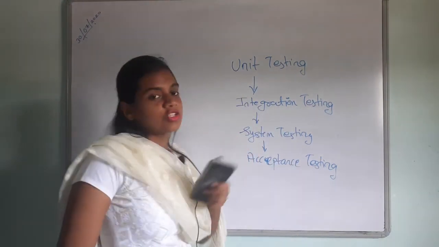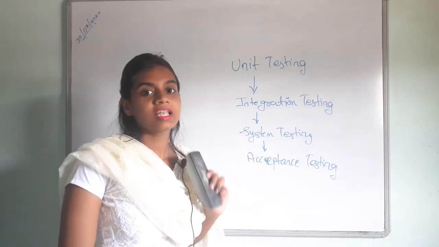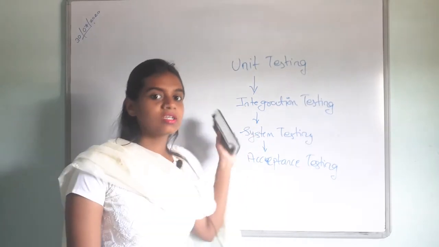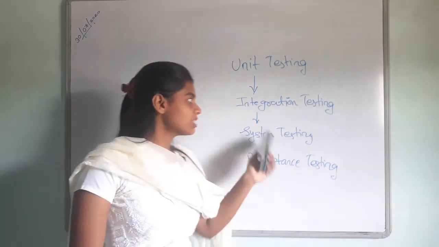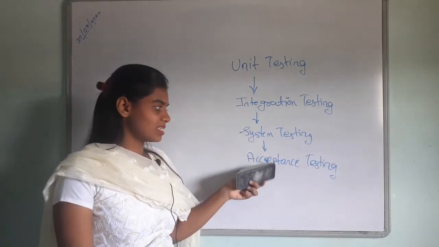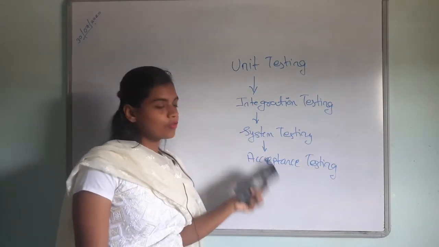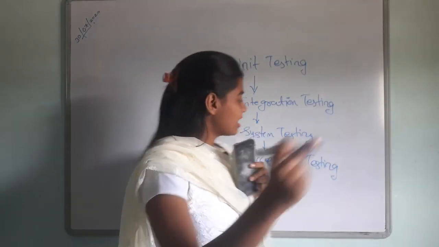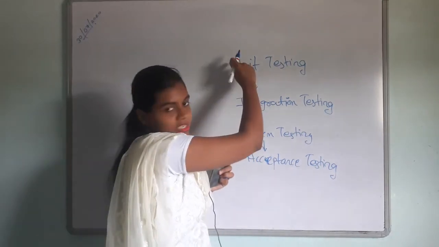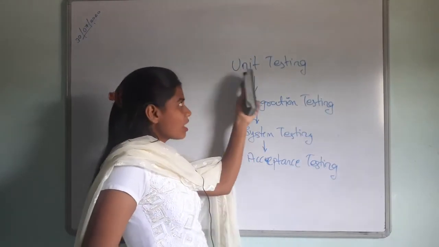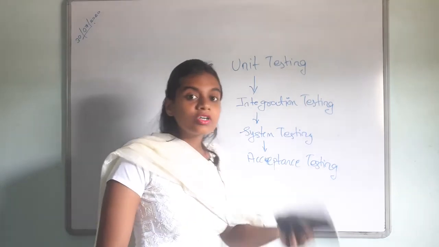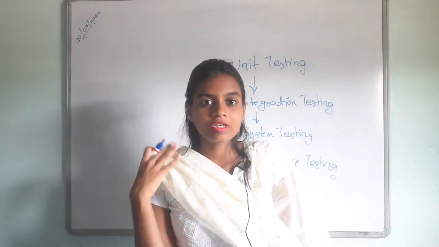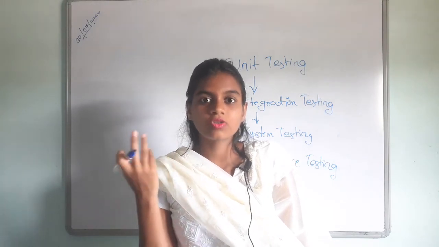So first I am going to teach you unit testing, the first level of software testing. Then it comes to integration testing, then system testing, then acceptance testing. First, second, third, fourth: you have to complete these 4 levels in this order. You can't directly jump to acceptance testing; you have to start from unit testing. To learn unit testing, you must understand the basics and first know what software testing is.